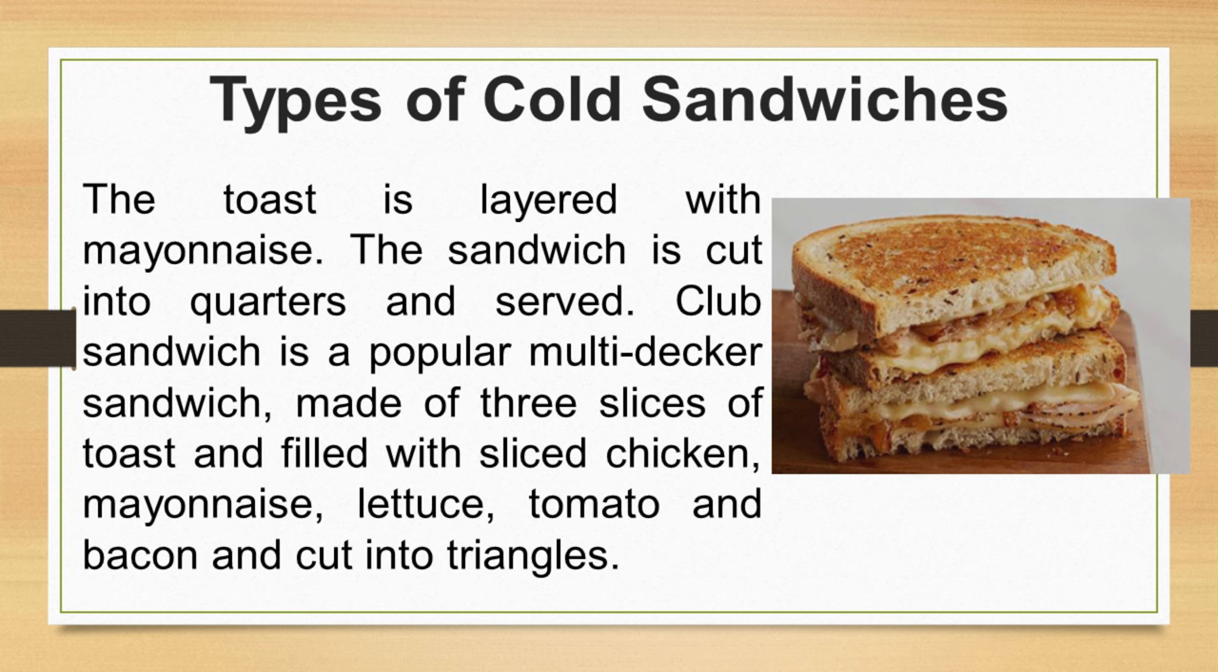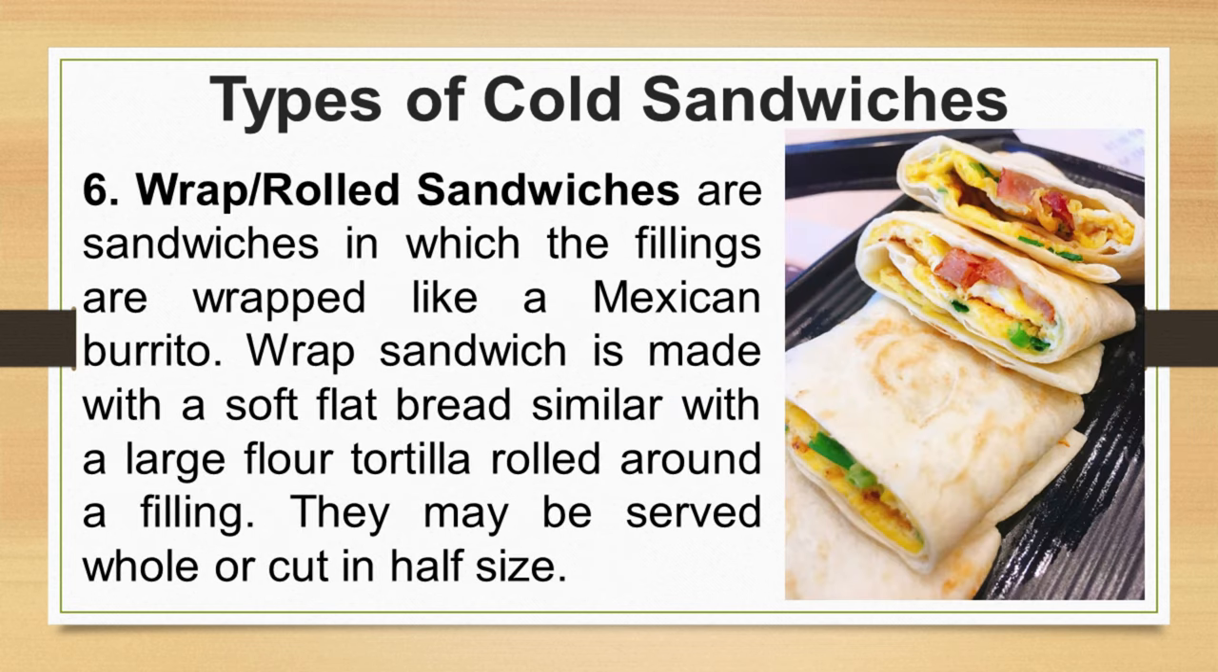Club sandwich is a popular multi-decker sandwich made of 3 slices of toast and filled with sliced chicken, mayonnaise, lettuce, tomato and bacon and cut into triangles. And number 6. Wrap or rolled sandwiches are sandwiches in which the fillings are wrapped like a Mexican burrito. Wrap sandwich is made with a soft flatbread similar to a large flour tortilla rolled around a filling. They may be served whole or cut in half.